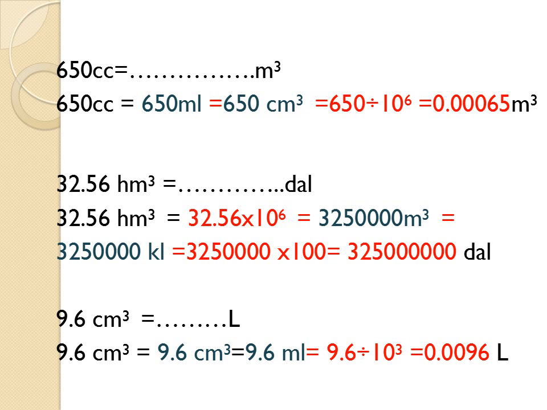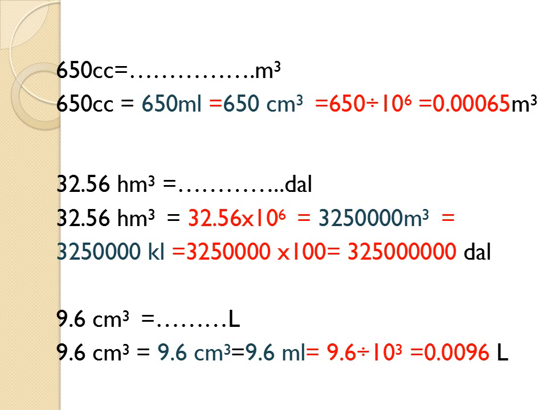So are you understanding how we are jumping from one stairs to another? Hectometer cube, first I convert it to meter cube, it becomes 3,250,000 meter cube. When I reach meter cube, I know that meter cube is the same as kiloliter. Now from kiloliter to decaliter, it's so easy to convert it. How? By multiplying it by 100. So it becomes 325 million decaliter.